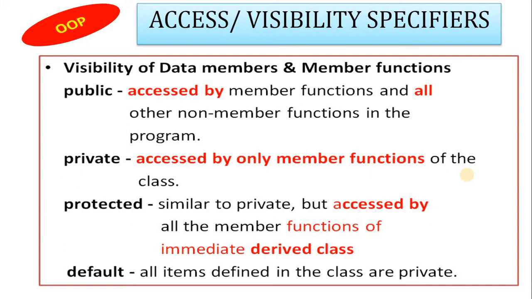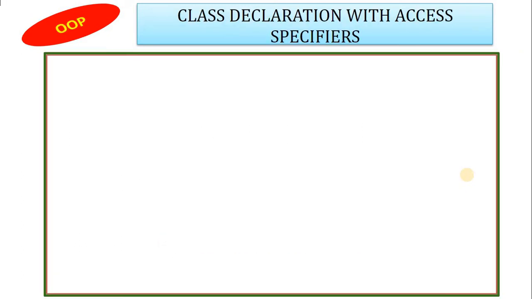Private means it can be accessed only by the member functions which belong to that class, and protected members are similar to private but can also be accessed by the member functions of the immediately derived class. Protected we are going to see at the time of inheritance. We will prefer these two access specifiers, public and private, for now. By default, all items defined in a class are private.